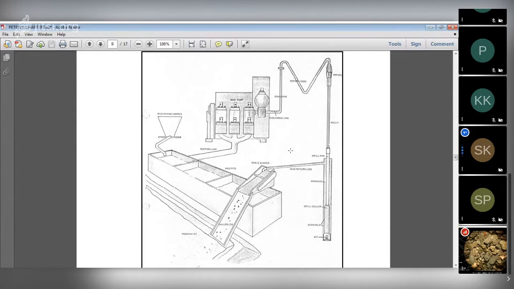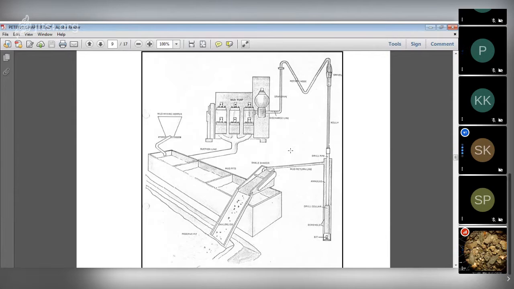Anyways, what does logging mean? Logging is like a record, right? Yes, sir. Basically, what we are doing is keeping the record of mud, right? So that's why it is called mud logging.